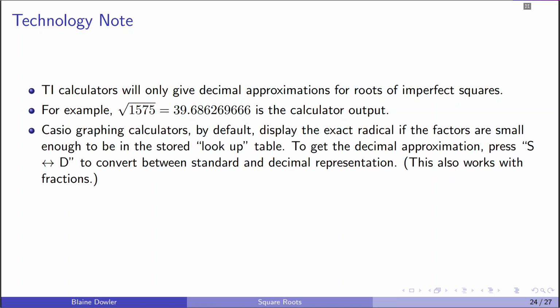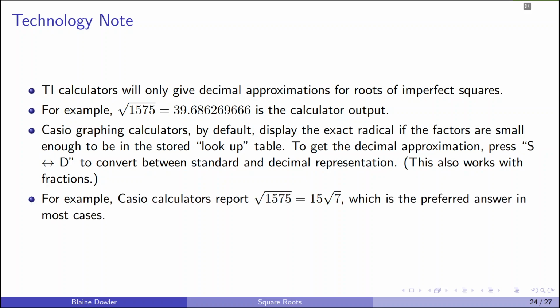Casio graphing calculators by default will display the exact radical if they could find them in a lookup table. So it actually knows so many decimal places. If these are the decimals, it's probably a square root of 2 and so forth. There is an SD button to convert between the standard and decimal representation. The same is true with fractions. So on the Casio calculators, they would actually tell you the square root of 1,575 is 15 root 7, which is generally the preferred answer because it is the exact value.